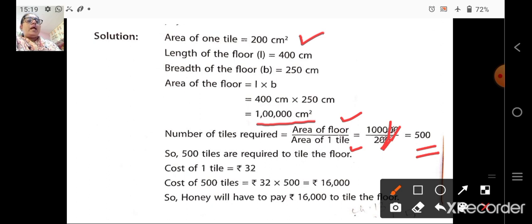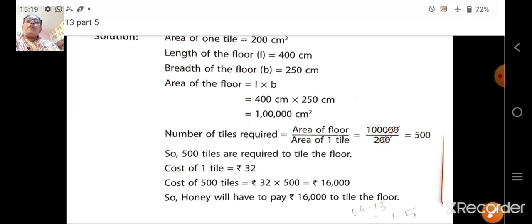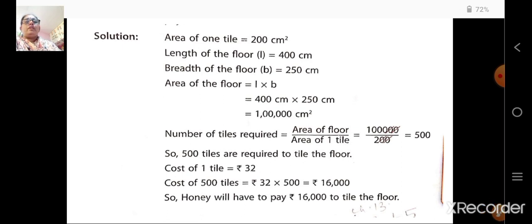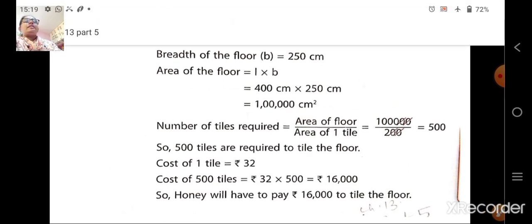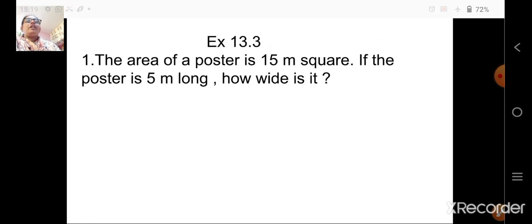Now the next question is to find the total cost Honey has to pay. The cost of one tile is rupees 32, and 500 tiles are required. To find the cost of 500 tiles, we multiply 32 into 500, which is 16,000 rupees. So Honey will have to pay 16,000 rupees to tile the entire floor of her drawing room. Now let us start with our exercise sums 13.3.